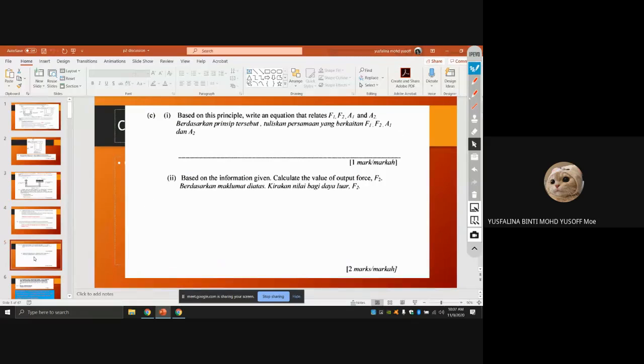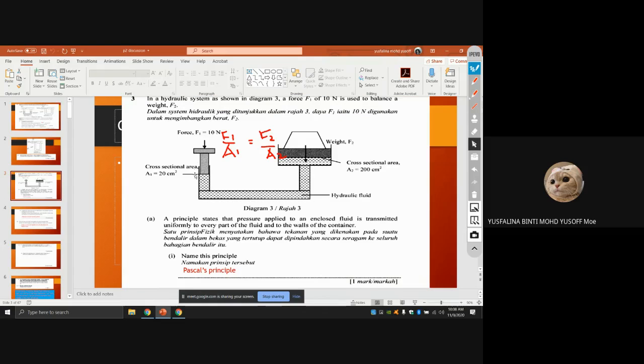For the next one, you have to write the equation that relates F1, F2, A1 and A2. The equation is F1 divided by A1 equals F2 divided by A2. So this is the equation. Based on the information given, calculate the output force. We just use this formula and look at the info given. So 10 divided by 20 equals F2 divided by 200.